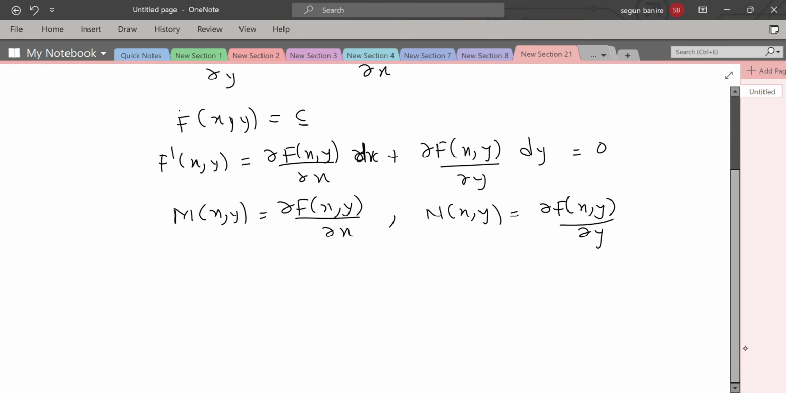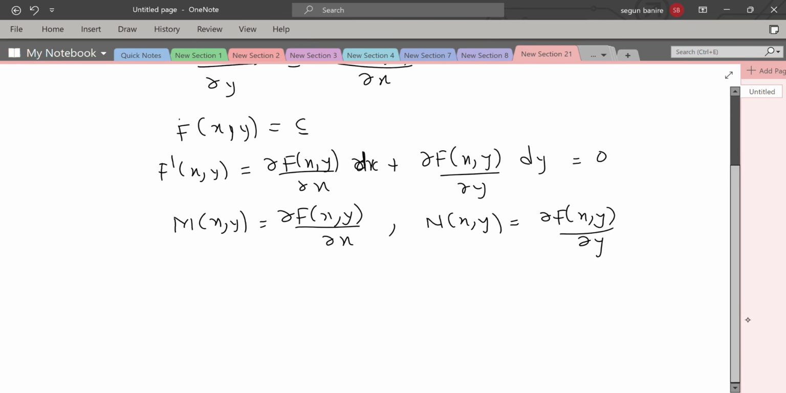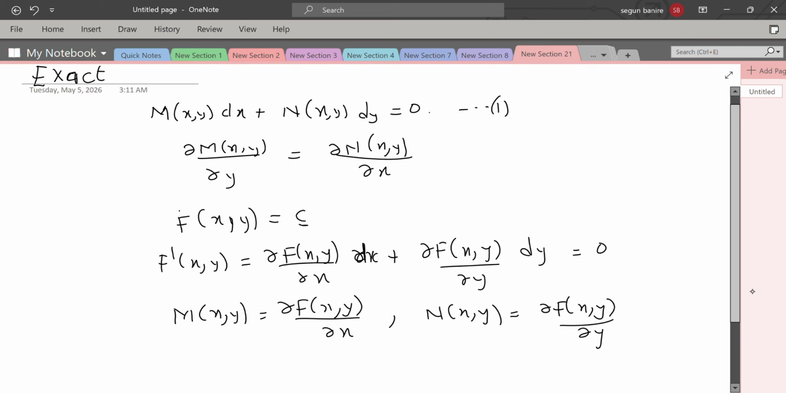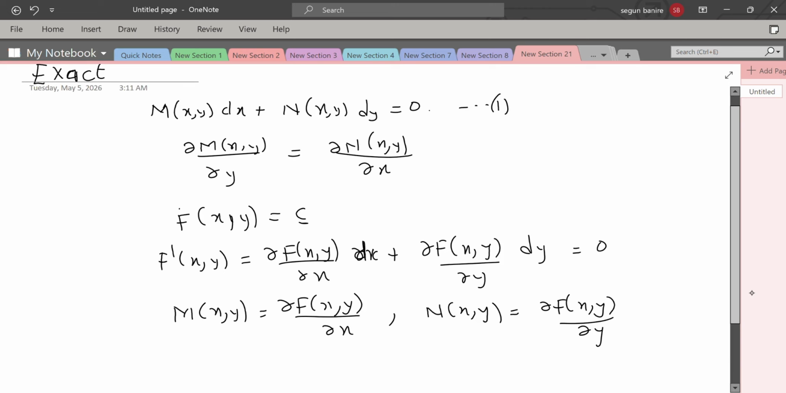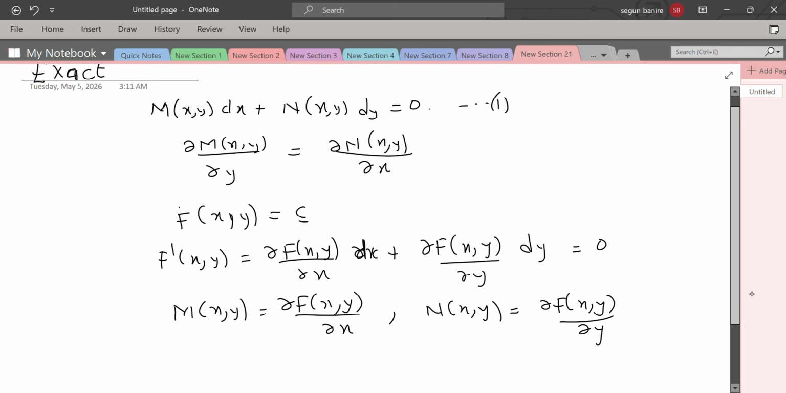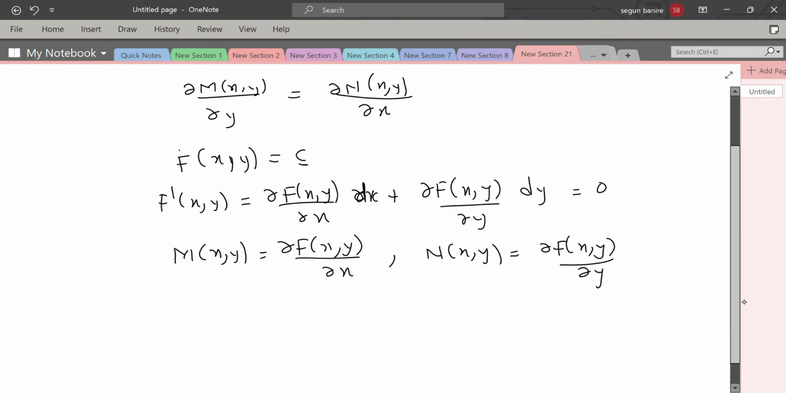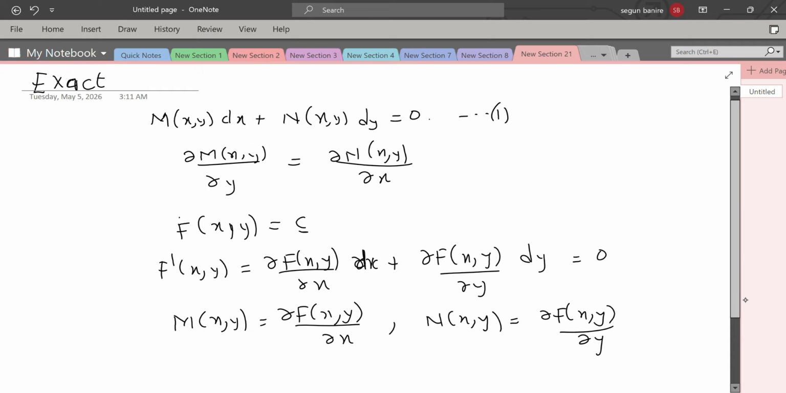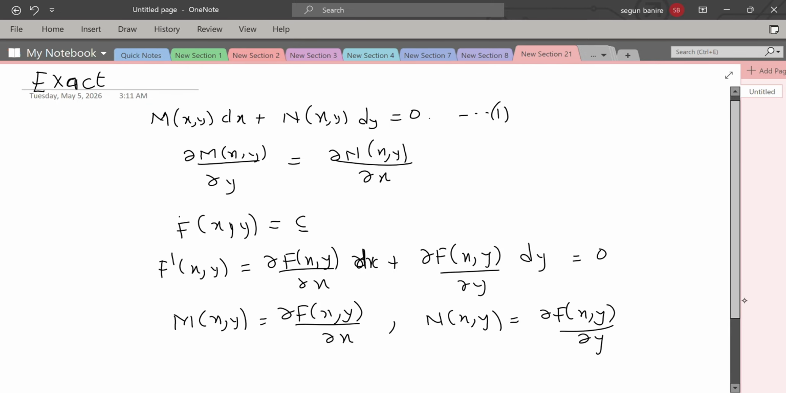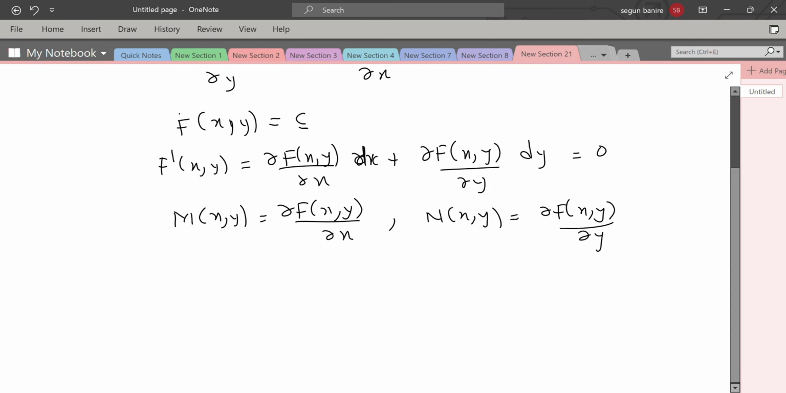So how does it compare to the general form I gave? The derivative of f is equal to 0, so the coefficient of dx is the M, the coefficient of dy is the N. So this is what we mean. I also said that if I have a given differential equation, it is said to be exact if this condition is being satisfied.